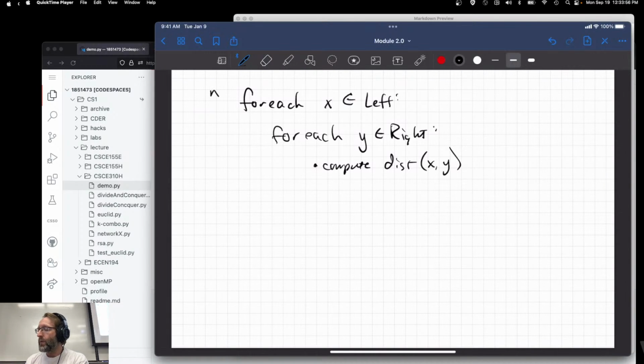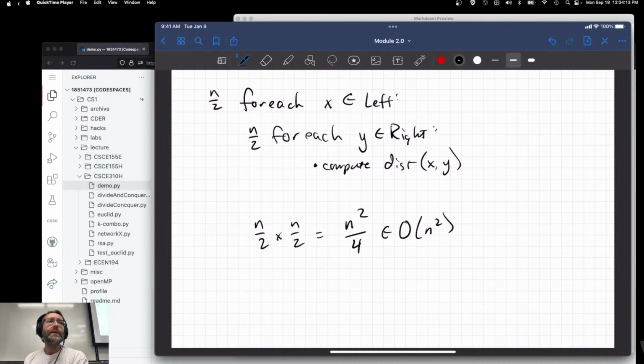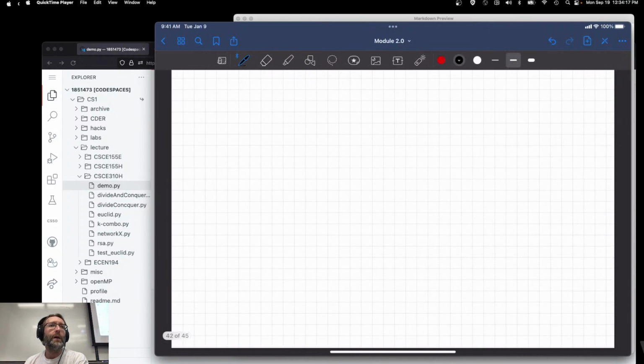But this isn't going to work because this is n divided by 2, and this is n divided by 2. So how many comparisons am I making here? N divided by 2 times n divided by 2 is going to be n squared divided by 4, which is going to be order n squared. Now, why does this not buy us anything? Well, let's go ahead and think about this overall divide and conquer approach. Let C sub n be the number of comparisons or distance computations made by this algorithm on a set of n points.